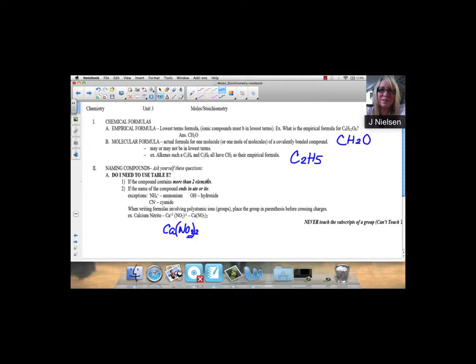Now, if your compound is only 2 elements and it's ionic, then you're going to name the metal and then name the nonmetal and change the ending to IDE. So, for example, if the formula is SrO, this is a metal, so we're going to name strontium oxide. So we name the metal, then we change the nonmetal to an IDE ending.